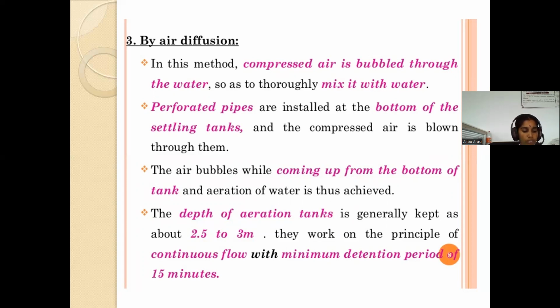The removal efficiency of the diffused aeration can be improved by the following methods: by increasing the bubble size, by increasing the detention time, by increasing the water depth, and by increasing the volumetric air to water ratio.